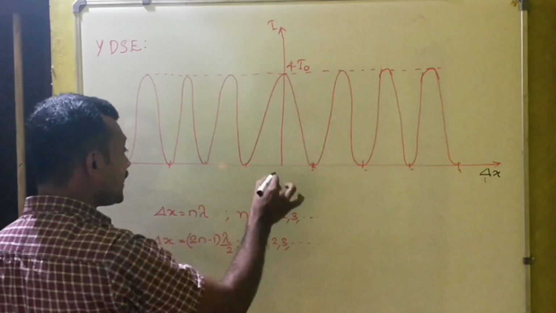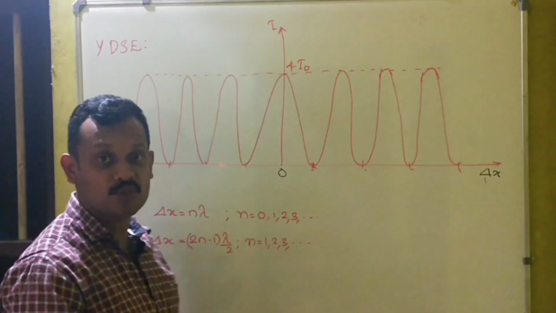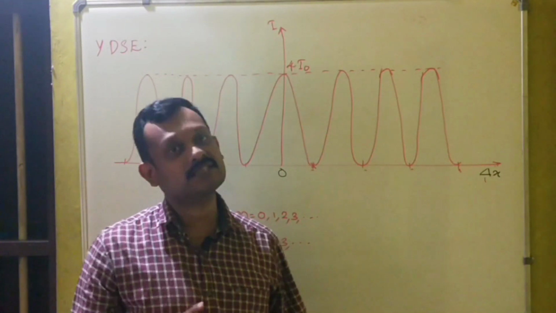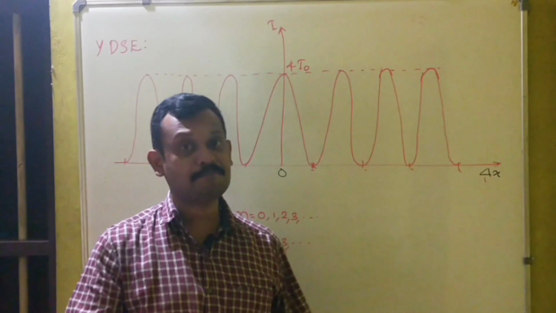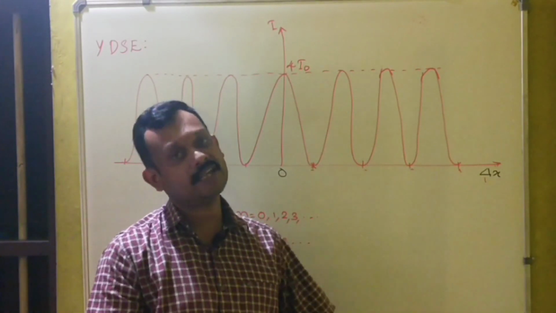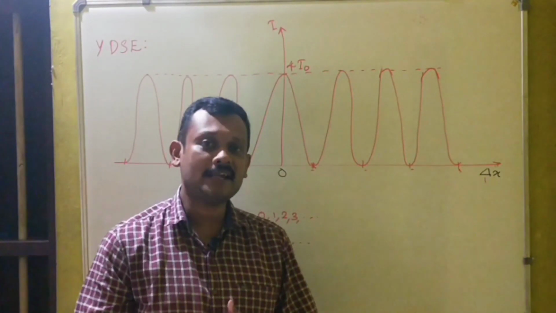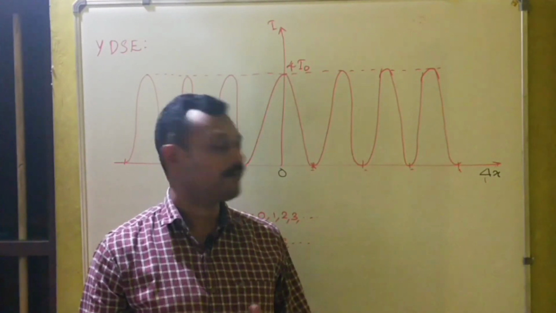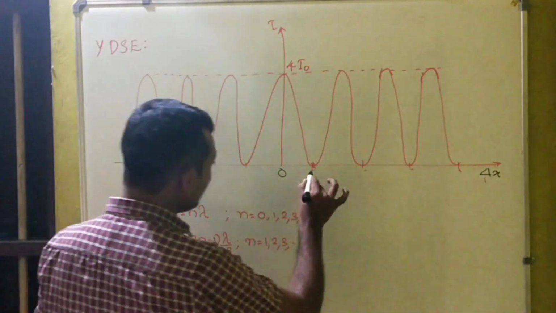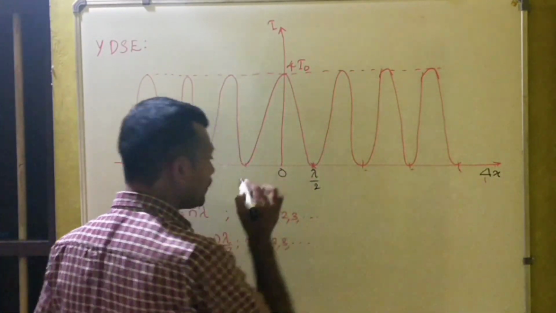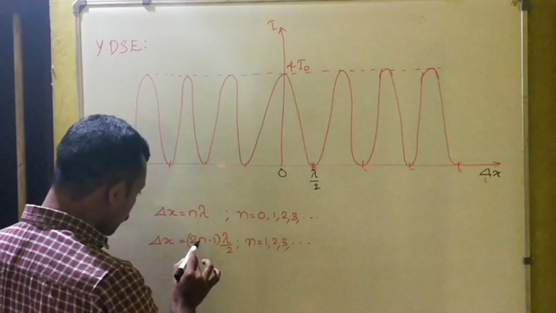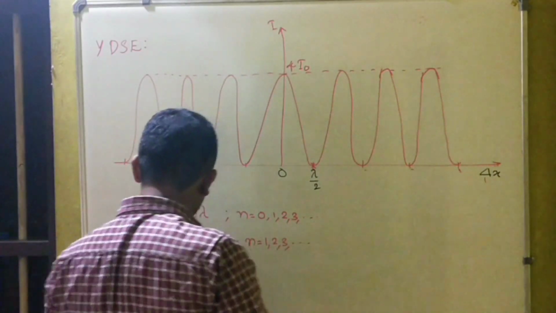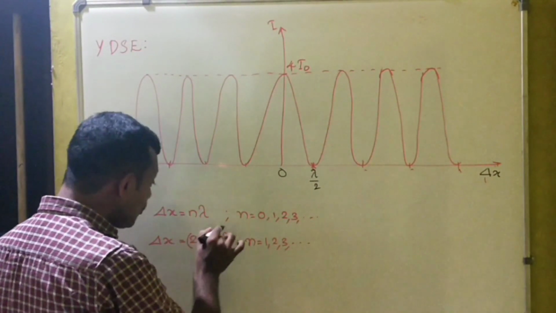Corresponding to the central maxima, the path difference is equal to 0. The central band in Young's double slit experiment is a bright band, irrespective of the wavelength of light involved. Then we get the first dark band at a distance lambda by 2, because putting n equal to 1, 2 minus 1 is 1, so 1 lambda by 2.